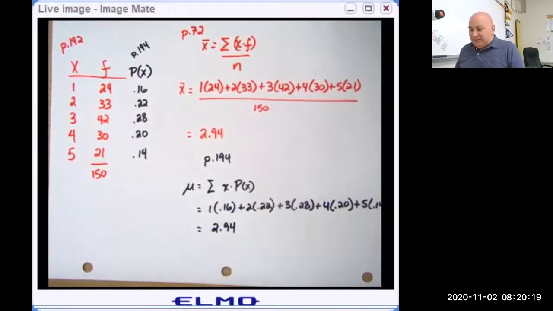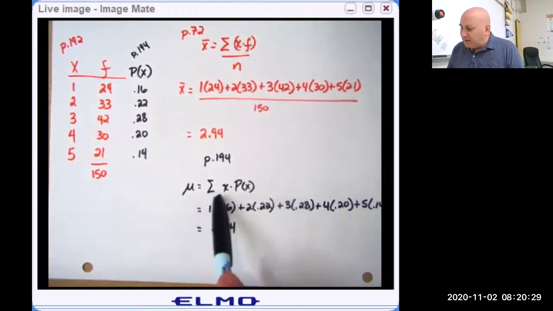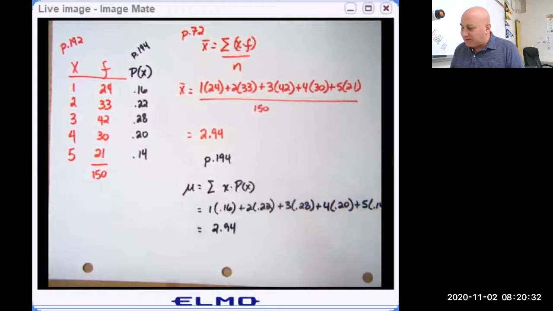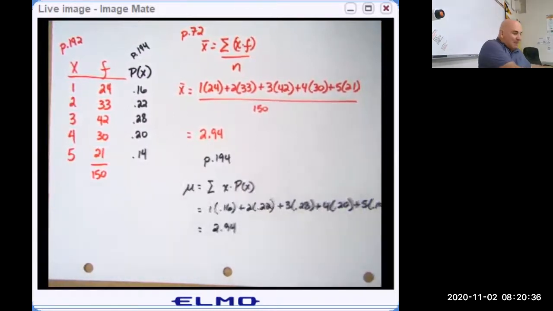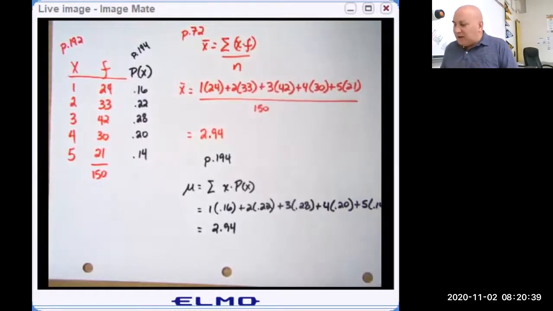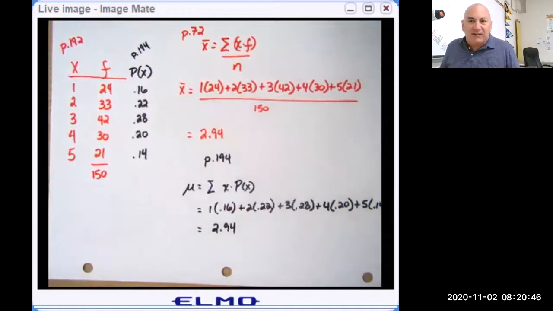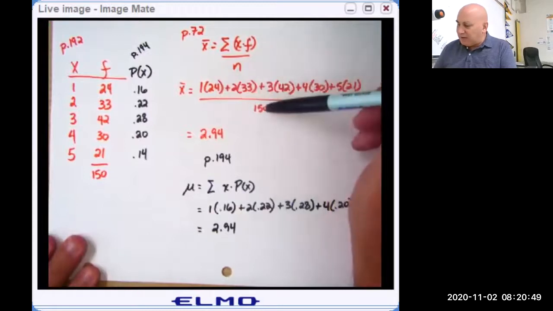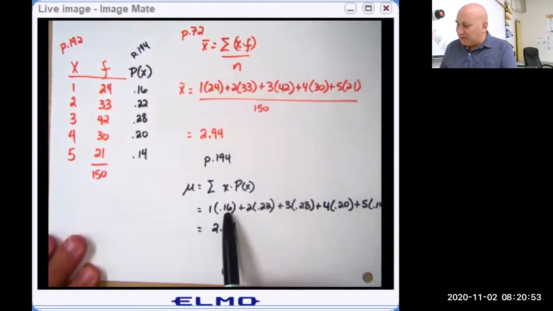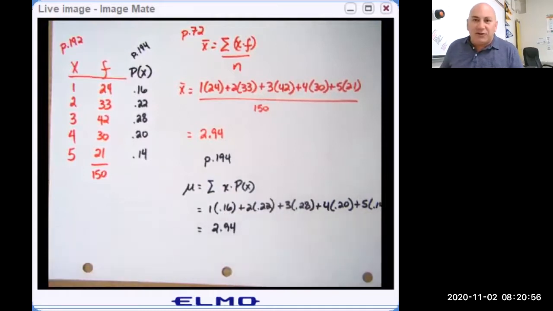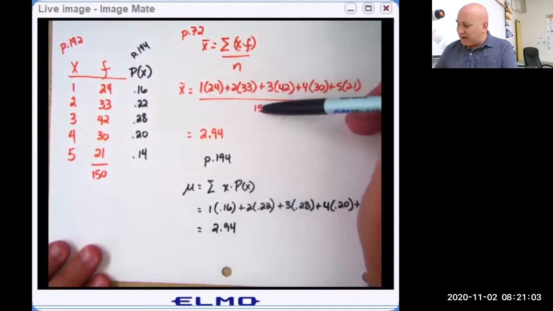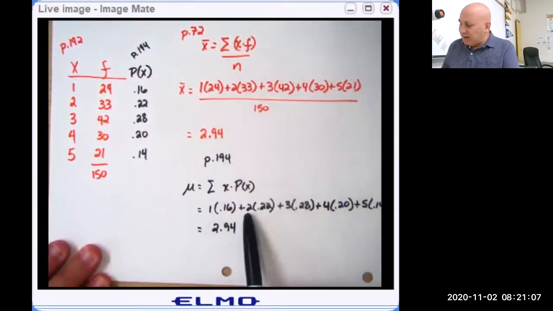Now, if you look at page 194, you see the mean of a discrete random variable. And that mean is the sum of x times the probability of x. Well, I want to show you something. What did we say the probability of getting a 1 was on that test? We said there were 24 outcomes out of 150. That's 16%, right? So there's 1 times 0.16. And we said there were 33 twos, and that was 22% of the data. Well, 33 divided by 150 is 0.22 times the 2.